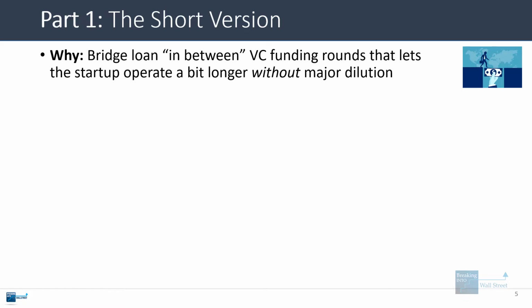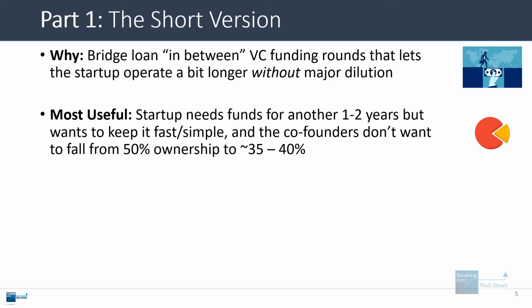So as I said, venture debt is really a bridge loan that's in between major VC funding rounds, and startups like it because it lets them operate a little bit longer without incurring major dilution in the process. So for example, maybe a startup needs funds for another 1 or 2 years, but it doesn't want to take all the time and effort that would be required for an official Series A or B or C or something more intense fundraising wise like that. They also don't want to incur a lot of dilution. So maybe they own 50% right now, and they would be fine with giving up maybe 0.1% or 0.2%, but they don't want to give up 10 or 15% just to keep operating for another year or two. And in a case like this, venture debt can be very useful.